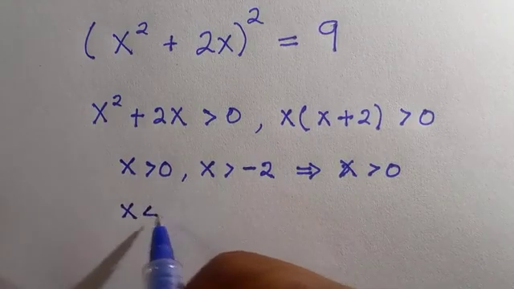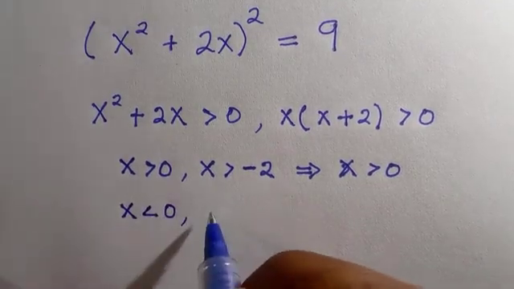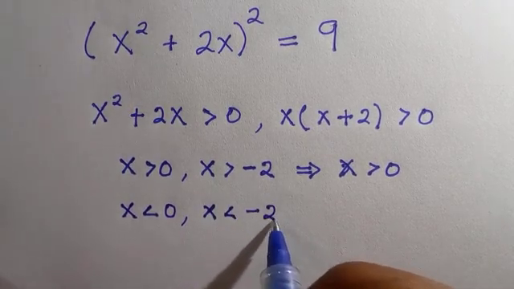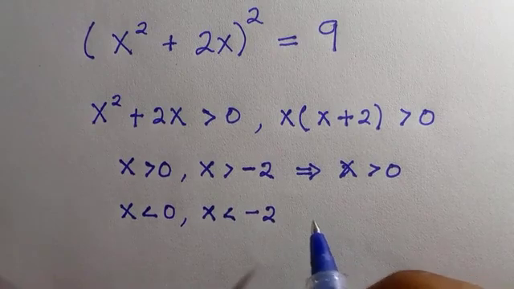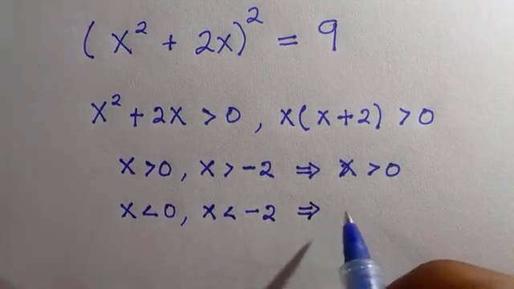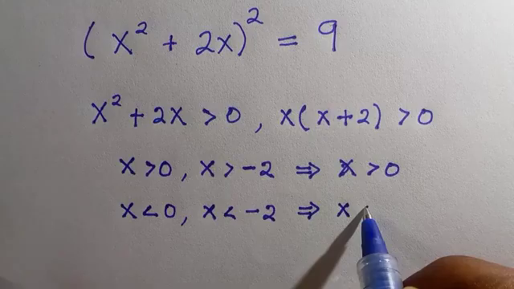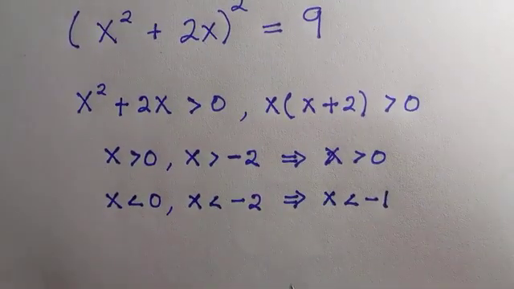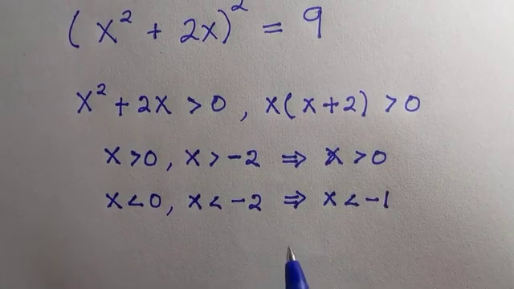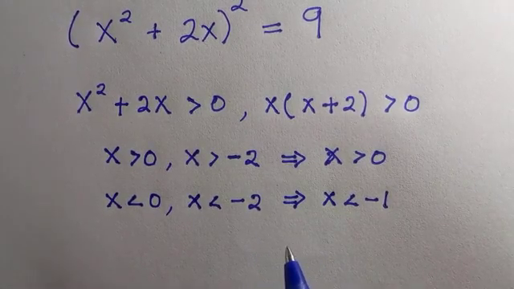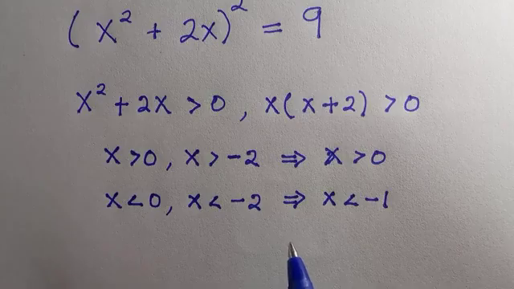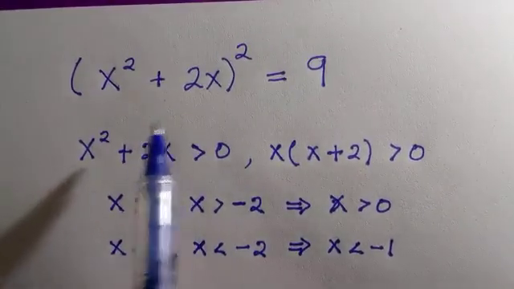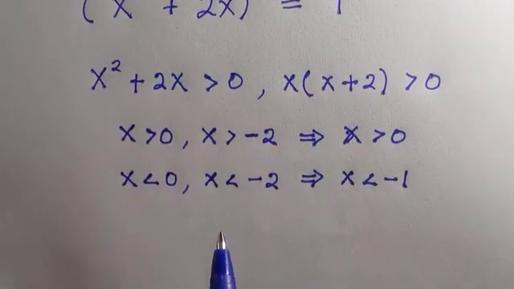Suppose we have x less than 0, so on the negative side. Then we know that x plus 2 will be less than minus 2, and if it is less than minus 2, it implies that the value of x here is less than minus 1. So if all these conditions are satisfied for the value of x, then we can now solve the given problem, which is (x squared plus 2x) all raised to the power 2 equals 9.